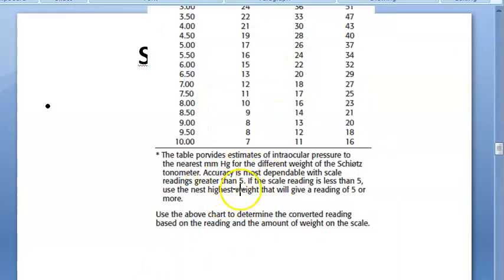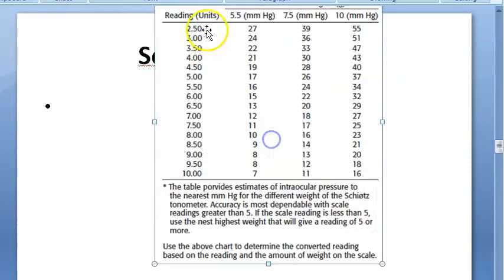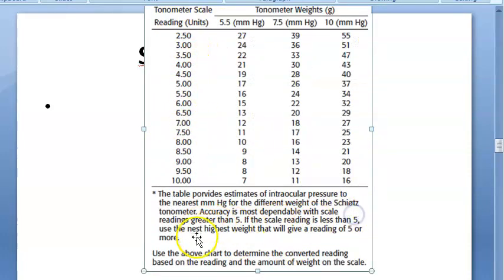See, they are saying here, accuracy is more dependable with scale readings greater than 5. So did we have greater than 5? No, here 2.5 is the reading. So if the scale reading is less than 5, it is better to use the next highest weight, which will give a reading of 5 or more. So they're saying don't go with something like this, go with some reading which is 5 or more. So it is better to use 7.5 gram or 10 gram.